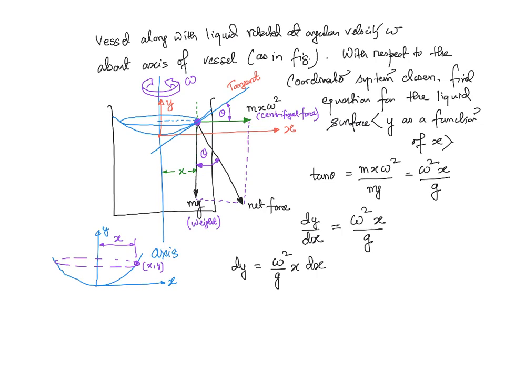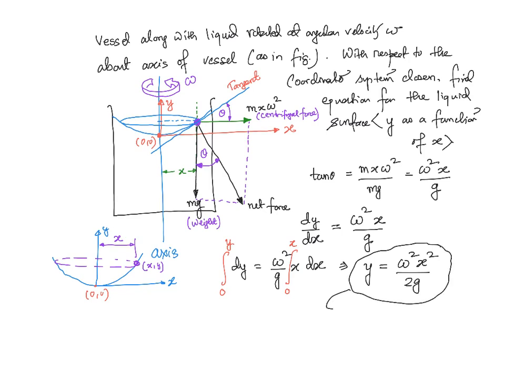Okay, so let's get back to this. dy is omega square by g times x dx. The coordinate system choice says that this passes through 0,0, as shown in the upper diagram also. So when we integrate it, one of the points should be 0,0. So this is x and this is y. In that way, y is omega square x square divided by 2g. So this is the equation, and actually this is an equation of a parabola.